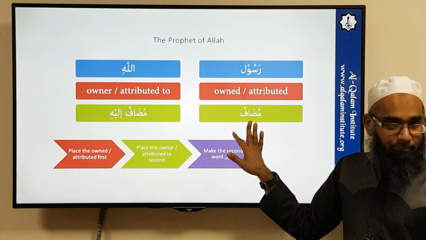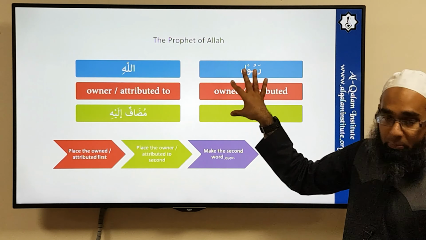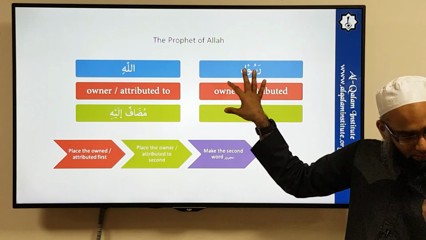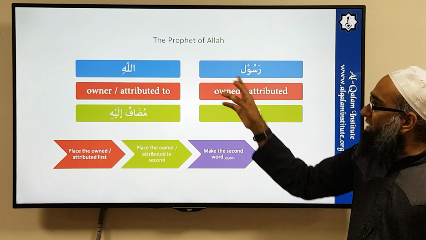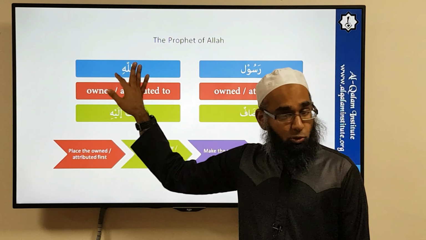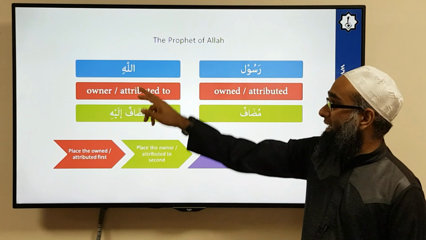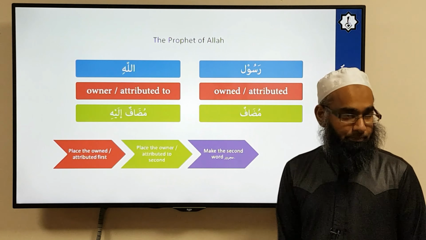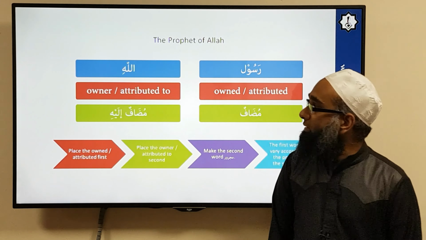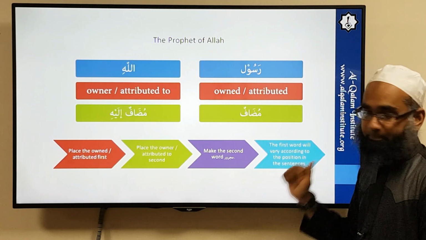Mudaf. So the mudaf, the owned or attributed thing, basically the main thing you're talking about, will come first. That doesn't have a fixed i'rab, it depends on the sentence position. Then you have the second word, which is majroor, the owner or the thing you're attributing it to, called the mudaf ilay. And that must be in a state of majroor. Make sense? And the first word will vary according to the position in the sentence.